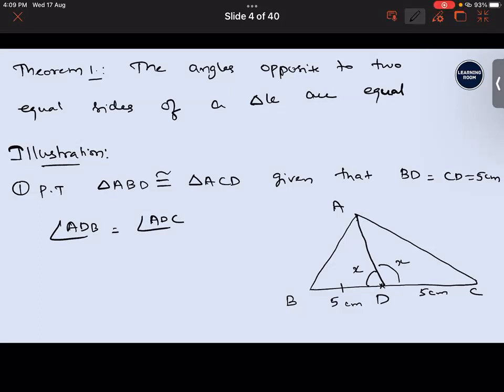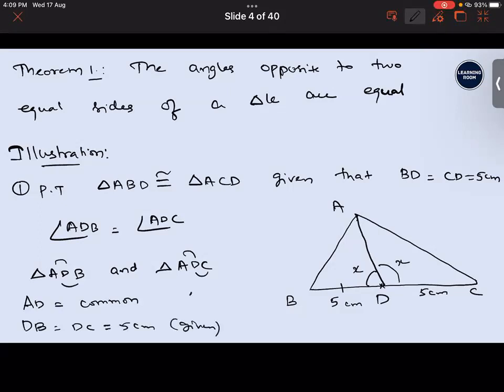So, which two triangles will you consider? Triangle ADB and triangle ADC is what you are going to consider. So AD and AD are common. Then DB is equal to DC is equal to 5 centimeter, that is given. Similarly, angle ADB is equal to angle ADC, that is also given. So what can you say? Two sides and an included angle. So they are congruent according to which criteria? They are congruent according to SAS criteria. It's a simple one, right? Shall I proceed?